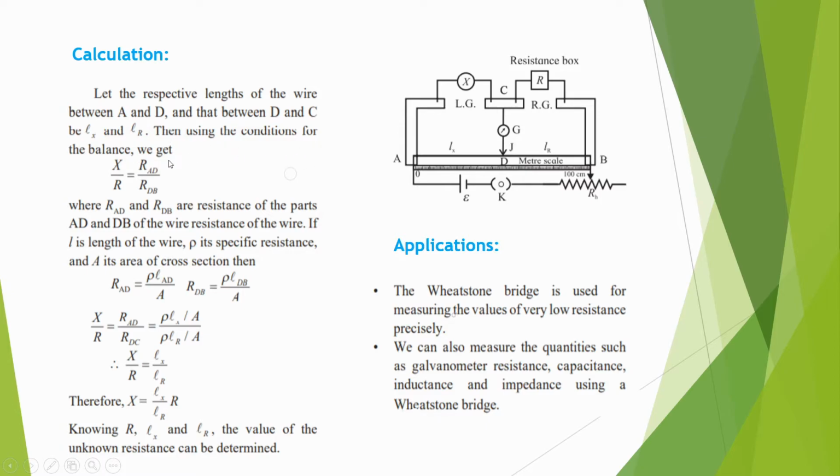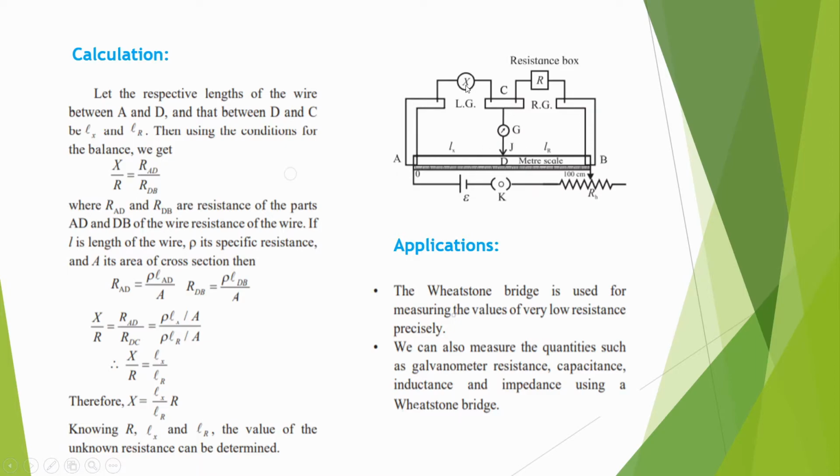According to the balance condition, there are 4 resistances: suppose first resistance, second, third, and fourth. We can assume like that. So the 4 resistances get balanced. We get the balancing condition like that: X upon R is equal to the resistance across AD, and the second resistance across DB. In that case the point B is to be taken. So these are the 4 resistances 1, 2, 3 and 4.